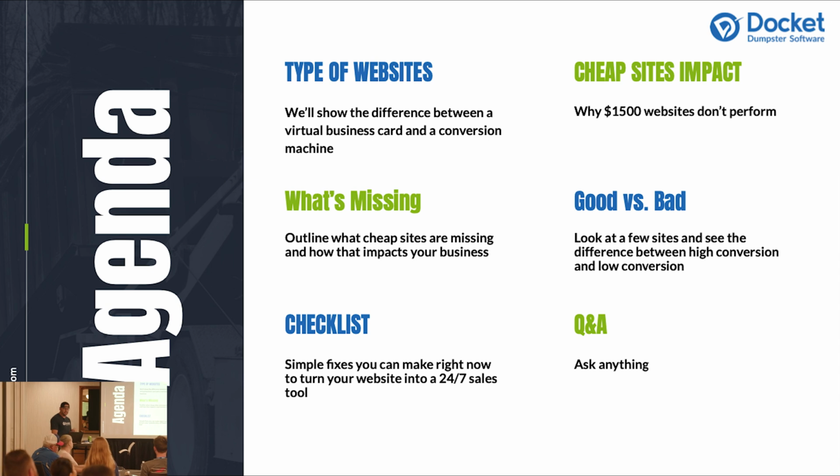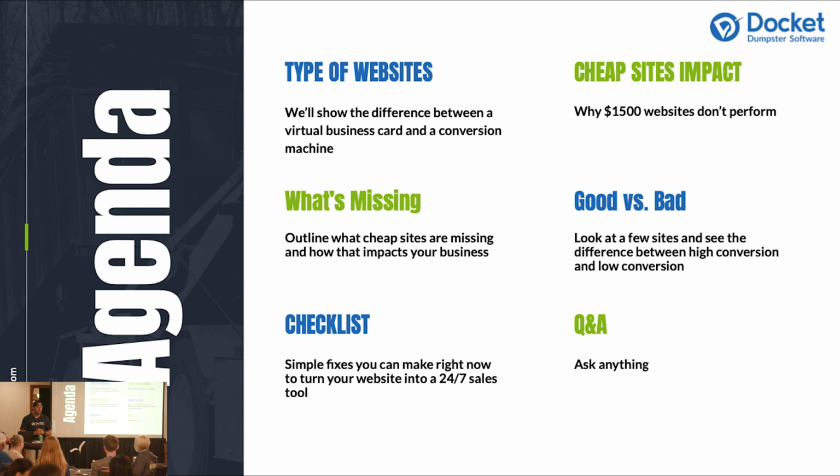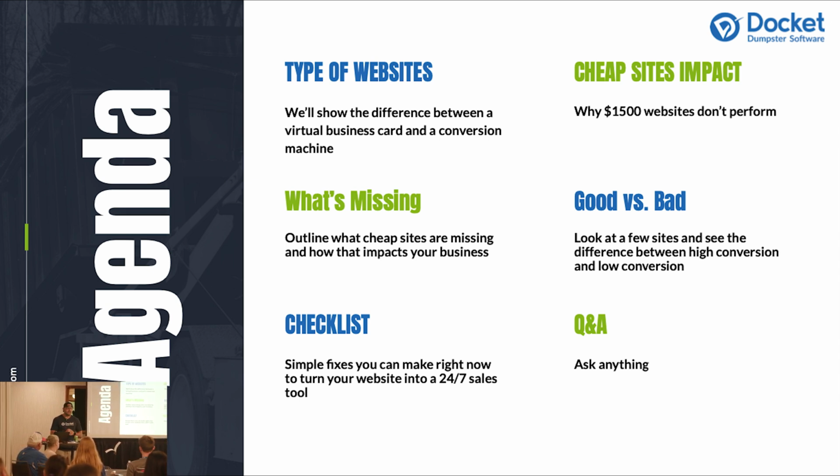The first thing we're going to do is types of websites. There are 3 types of websites that I'm going to go over with you. A cheap site's impact: cheap sites can be really popular, but there's a cost to it. Like we all know, if it's cheap, there's always another cost on the other side of it. What's missing? What do cheap sites not have that more expensive sites do have? Why is there such a cost difference between those two? Good versus bad: I do have some examples of some really bad sites and some really good sites, and I'll be able to point out why these ones are bad and why these ones are good.